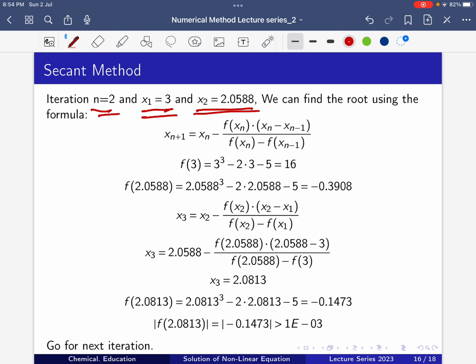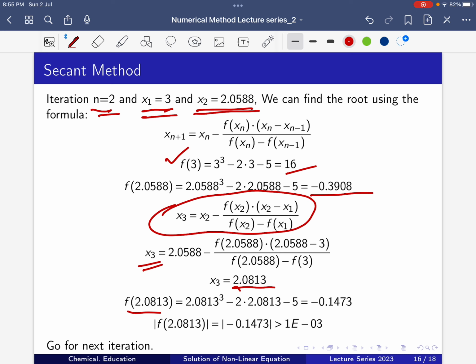Now again we are calculating x_{n+1}. At f(3) we already know it is 16, and f(2.0588) is minus 0.3908. If we put in the secant method formula, x3 will be 2.0813. If we plug in all these values, we get 0.1473. If we take the mod value, it is greater than 1e-3, so now we have to go for the next iteration.